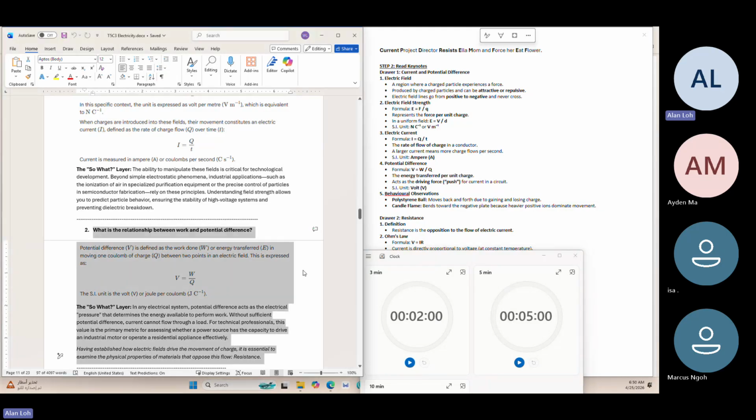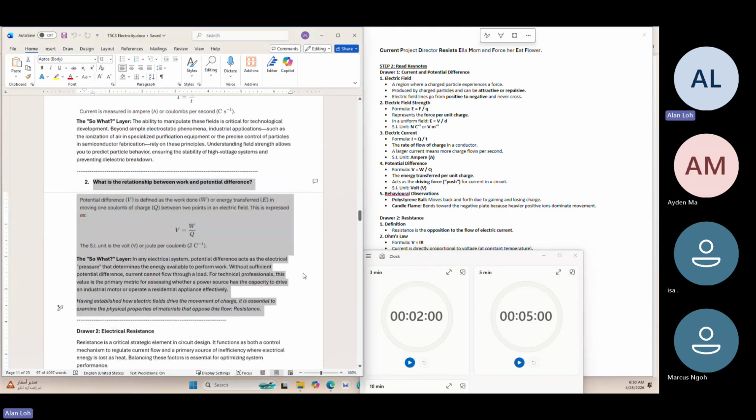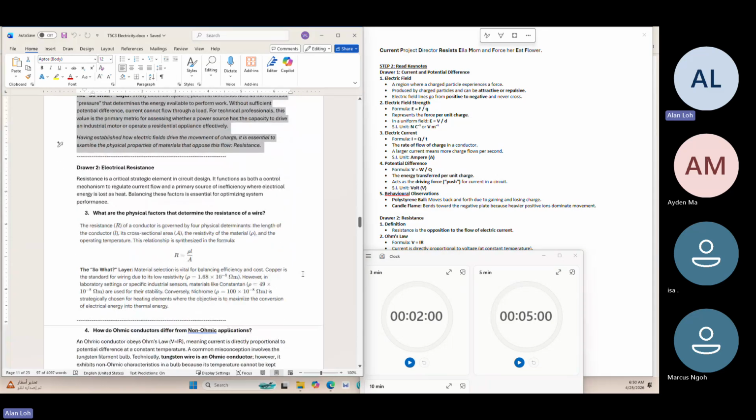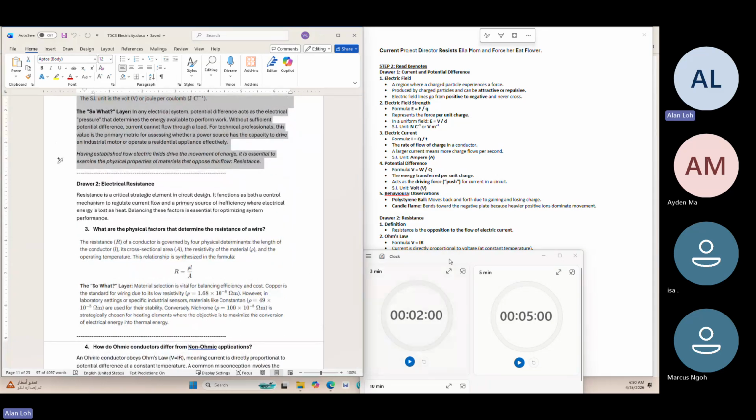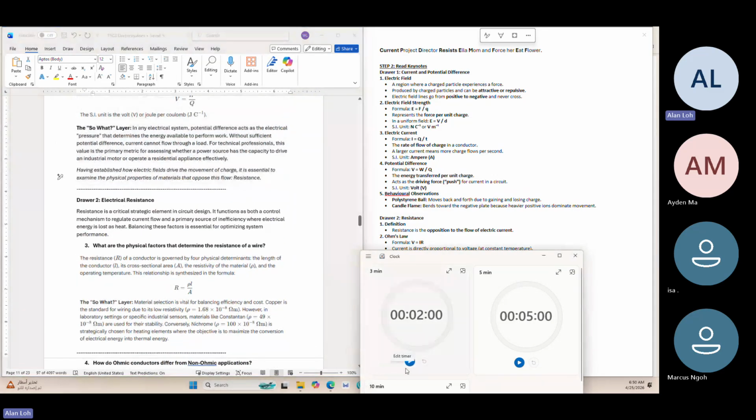Right? So let's continue. I'll also give you 2 minutes so you can reread it to understand the concept. Let's start now, drawer 2.